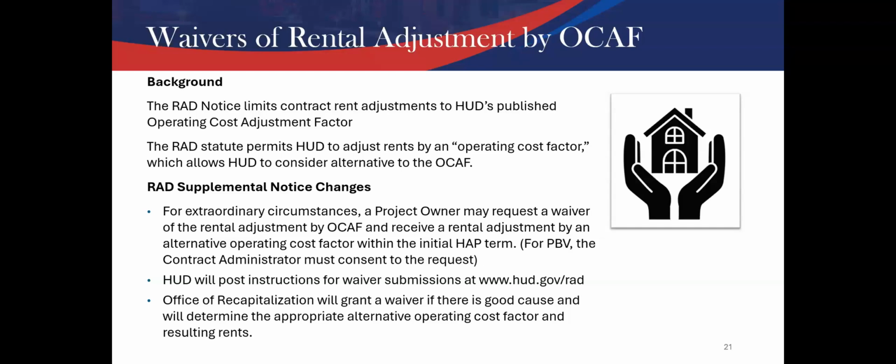And so in the supplemental notice, the following changes you'll see. For extraordinary circumstances, a covered project owner may request a waiver of the rental adjustment by the big case OCAF and receive a rental adjustment by an alternate operating cost factor within that initial HAP term. And so for the PBV, for any PBV RAD conversions, these requests would have to be consented to by your contract administrator, just because there are implications to your budget authority and your PBVs.